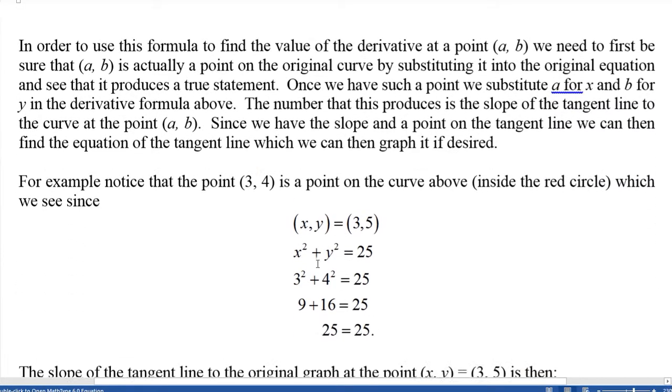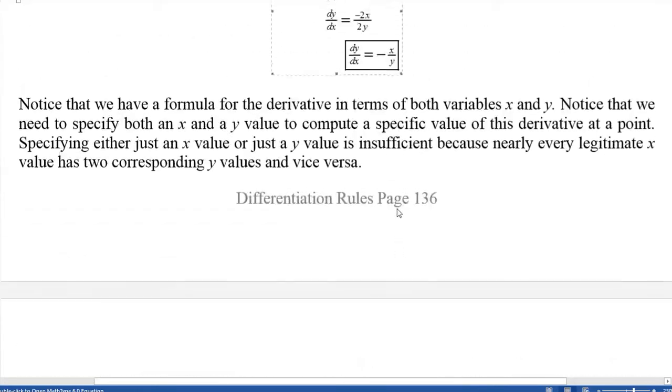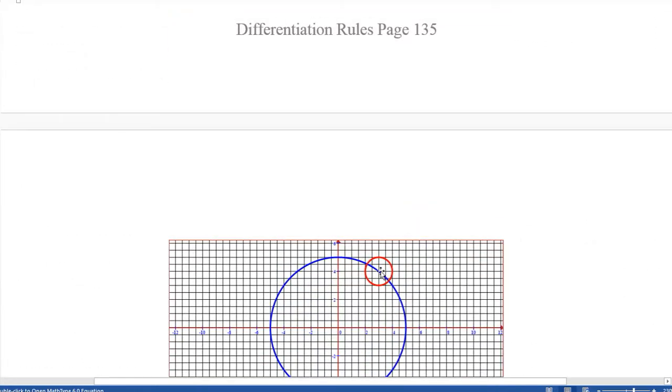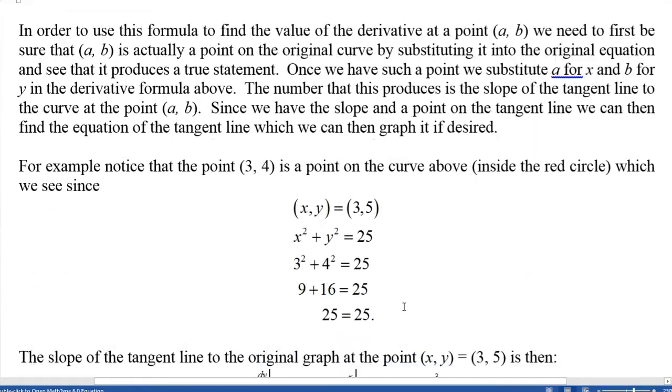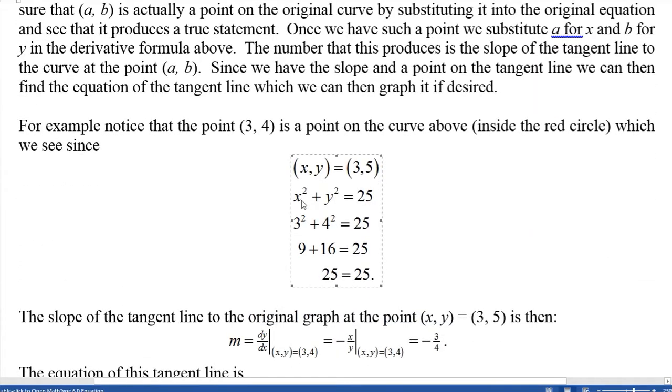So, for example, (3, 4) is a point that's on this curve. It's actually the one right in the center of this little red circle right there. To prove that it's actually on there, we take our original equation, x squared plus y squared equals 25, put 3 in place of x, 4 in place of y, and see that it works out. 3 squared is 9, 4 squared is 16, 9 plus 16 is 25. Sure enough, 25 equals 25. So that point does make that equation true. Therefore, that point is on our graph.